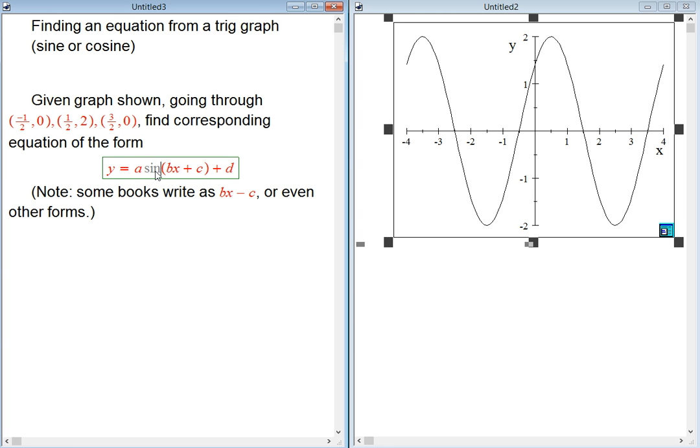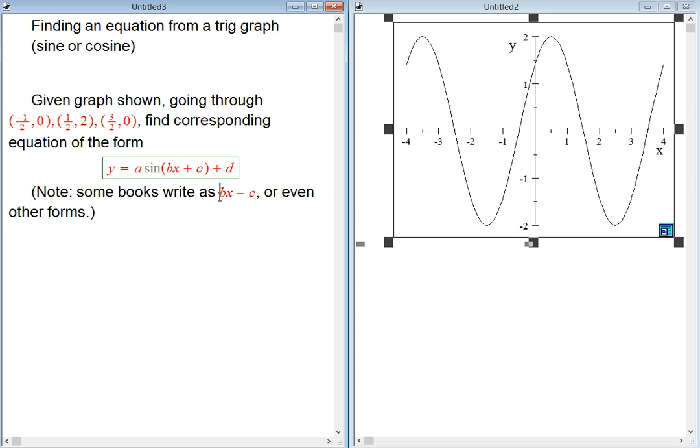Now we could use cosine. Usually in book problems you're asked to find one or the other, but sometimes it's just use either. So I'm going to go ahead and go with a sine. Depending on exactly what you're shown, one is easier than the other, but it's not a big deal. It's always possible to use either.